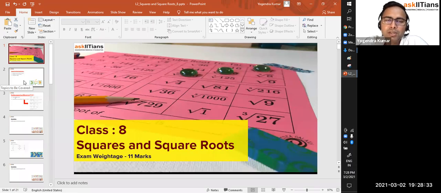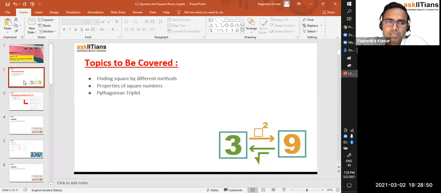There are many Olympiad exams where questions are framed from this chapter, using properties of square roots and all, which we are going to discuss today. So let's get started. This chapter is a really important chapter, so pay attention to what I'm going to explain to you. Let's get started, guys.